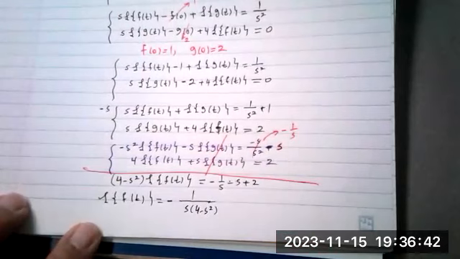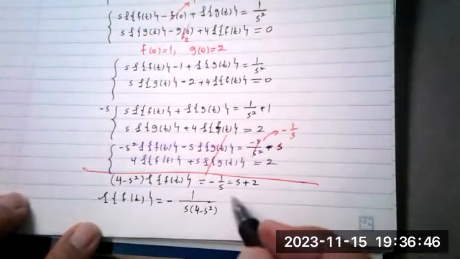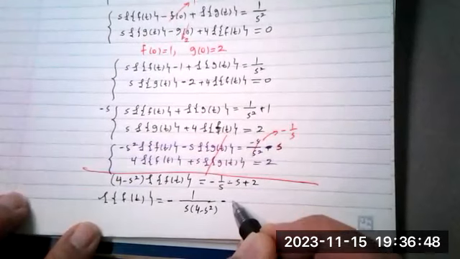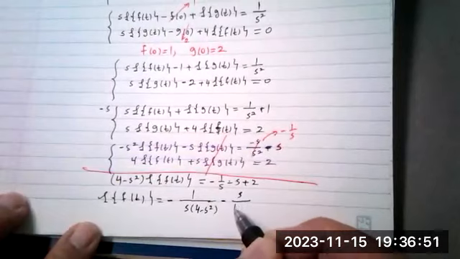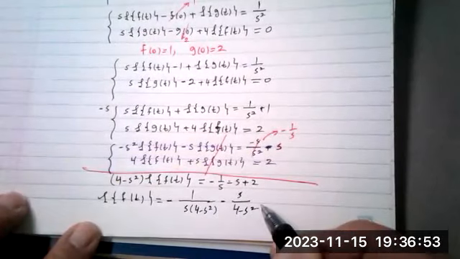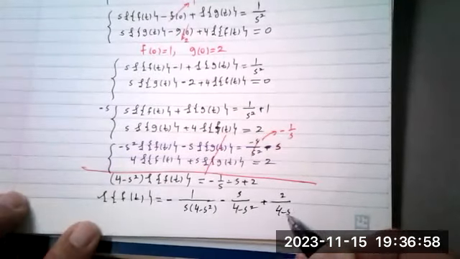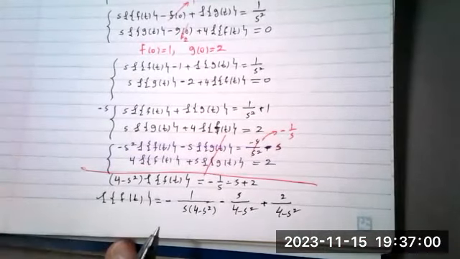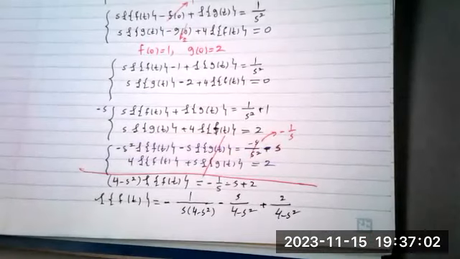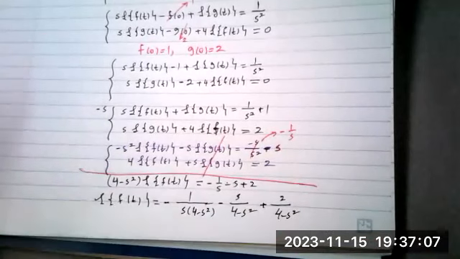Okay, so this is going to be one of them. And then minus s over 4 minus s squared. And eventually it's going to be 2 over 4 minus s squared. Okay, so that should give you Laplace of f of t. And then we can continue to get the result.